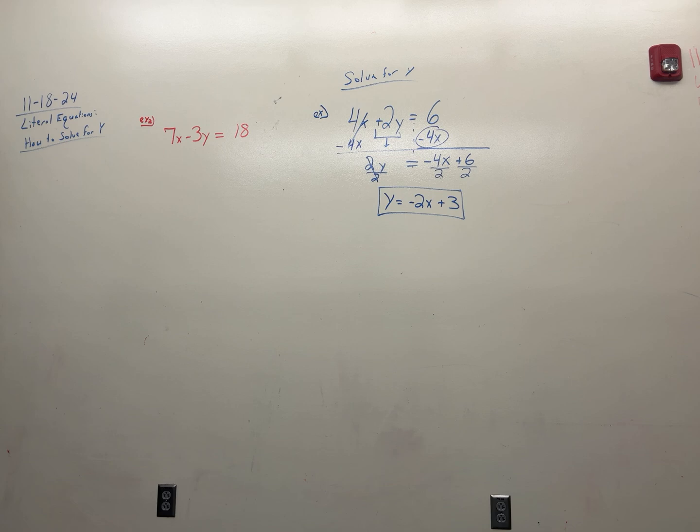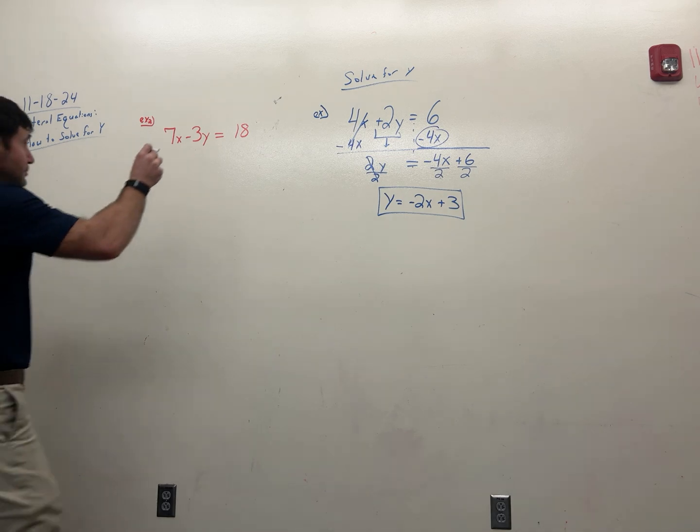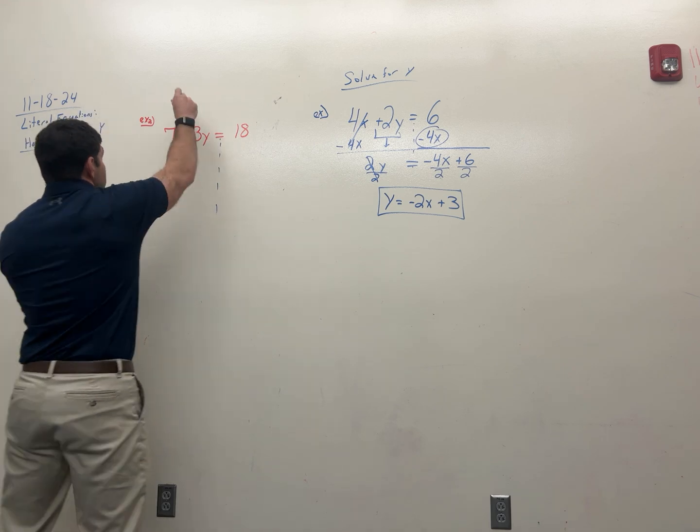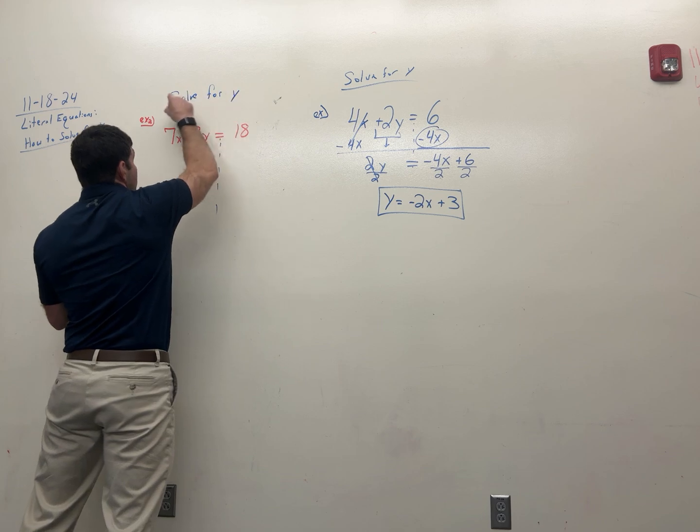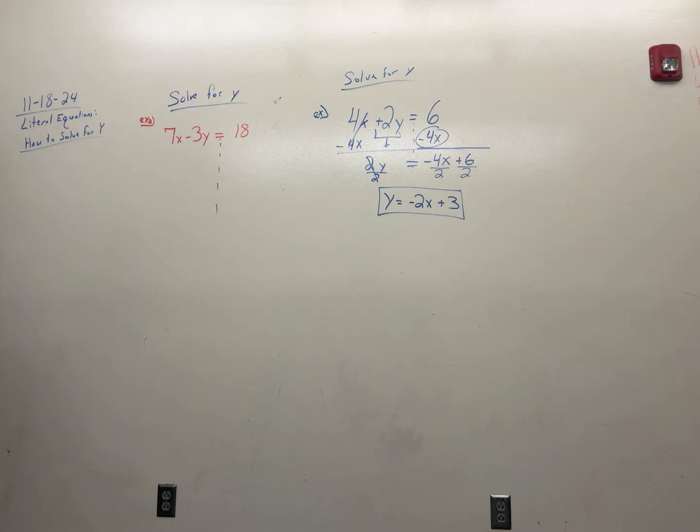Okay. So first step, I'm going to find the balance point. I should probably write that we are solving for y. Okay? That's what we're doing right now. This is a literal equation. All we're looking to do is get the y by itself. So we're solving for y.